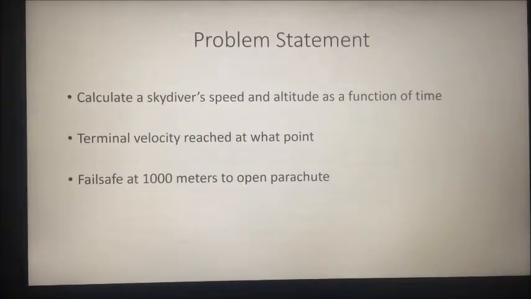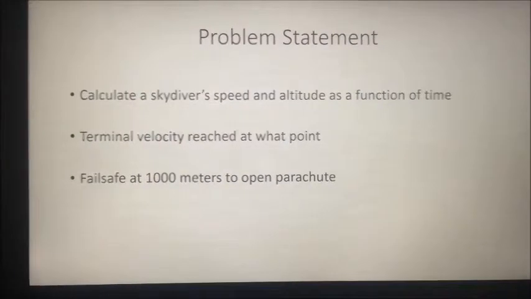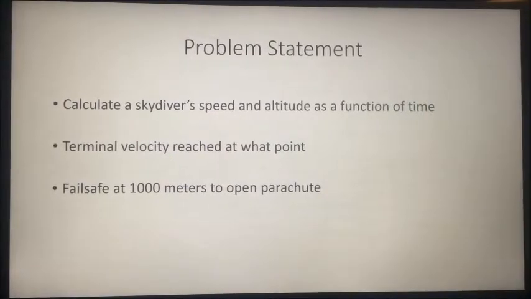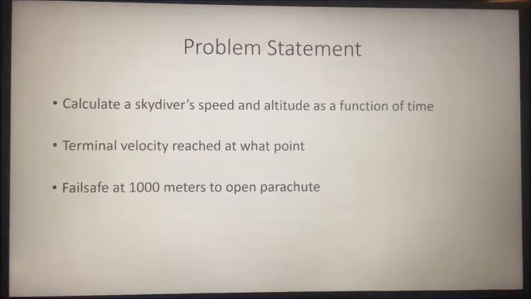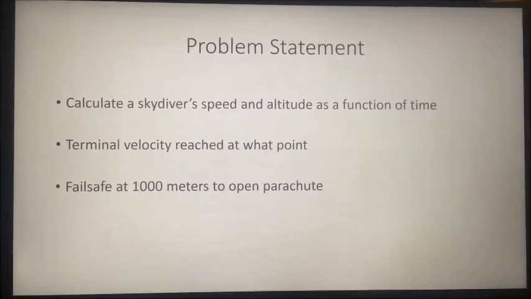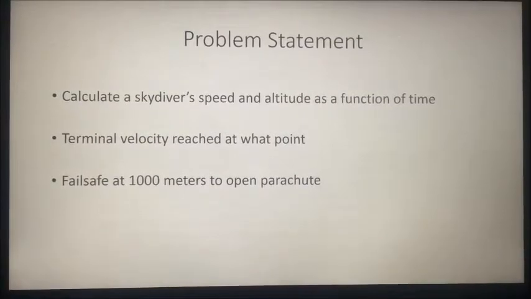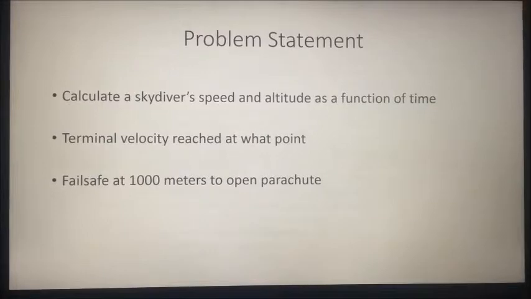The givens were: the skydiver has a mass of 100 kilograms, an initial altitude of 3,800 meters, an initial velocity of 0 meters per second, a time of free fall of 40 seconds, and a parachute diameter of 10 meters. The goal was to see if and when the skydiver reaches terminal velocity. We also needed to see what altitude the parachute opened and how it was opened.